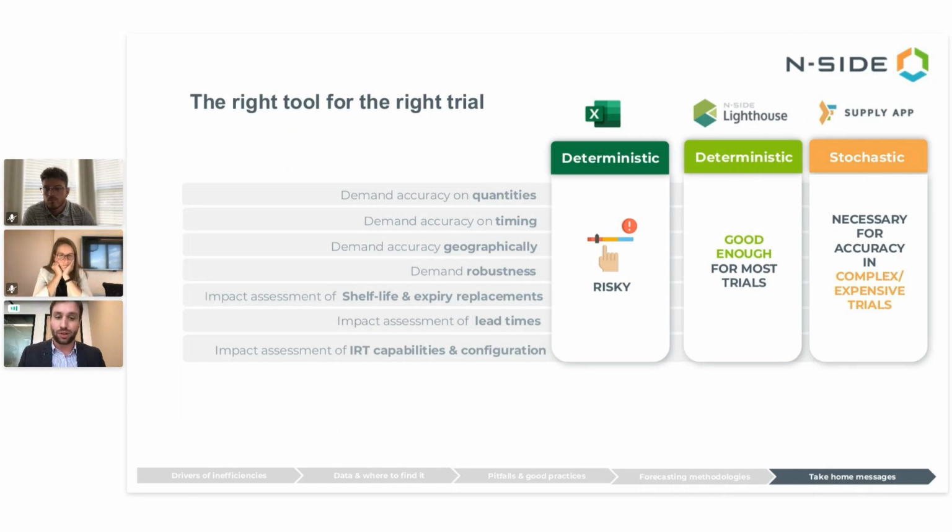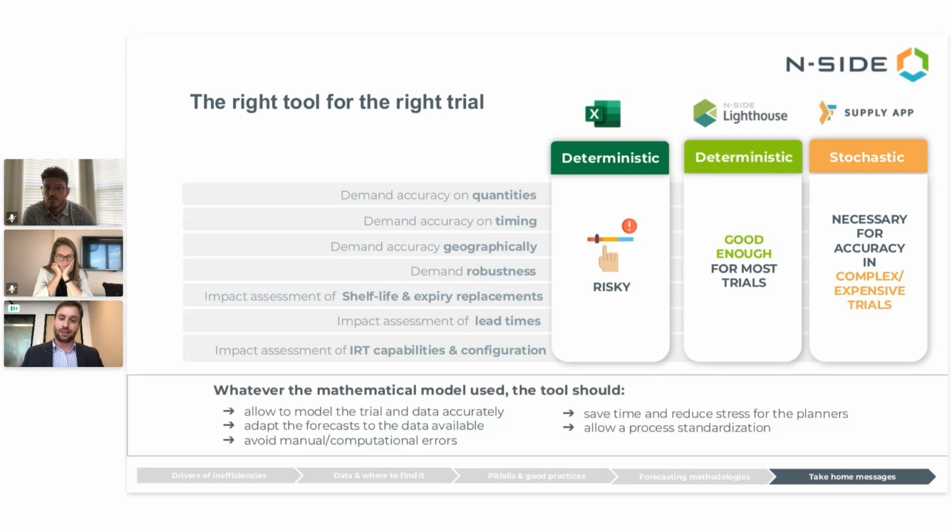At Insight, we have then 2 specific tools. Lighthouse, which uses the deterministic approach, and that will be good enough for all the trials for which you can define and optimize the overage that you want to use. And we have also the supply app based on the stochastic model that will allow you to have some simulations. And this model will more be used for complex trials or expensive ones.